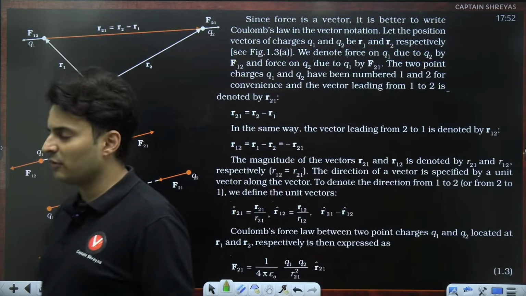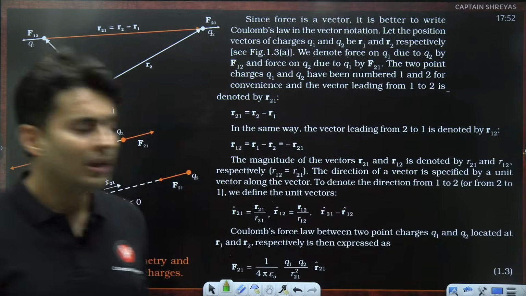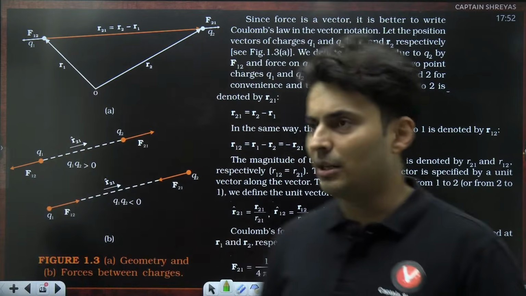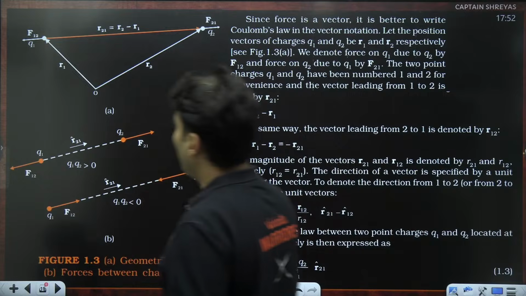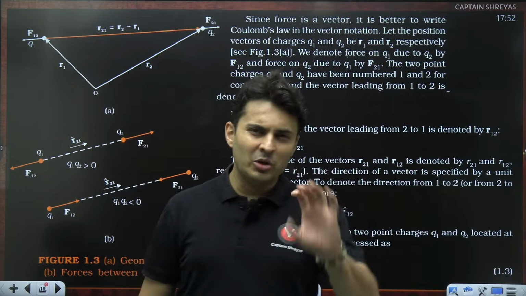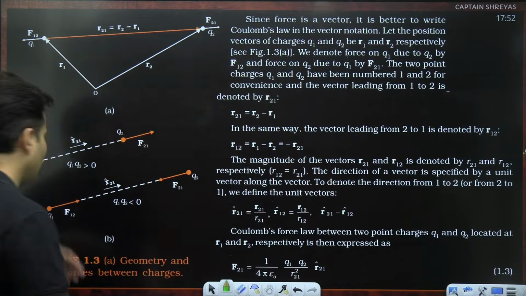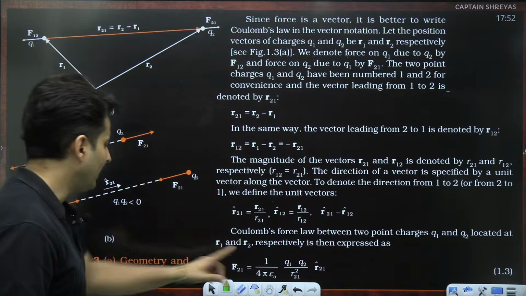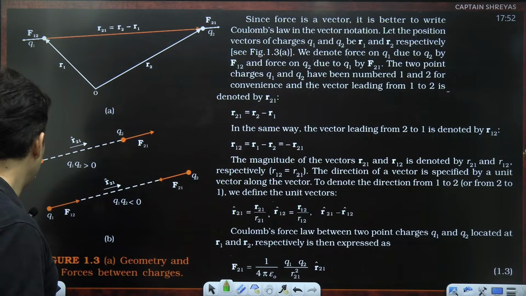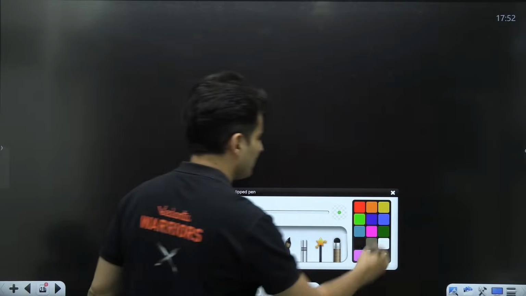Now, there is this vector form which is pretty useless, I feel, but still we'll just talk about it. How do you write Coulomb's law in vector form? I'll teach you a simple way. The final formula is here. So I'll just tell you a simple way of noting this down.